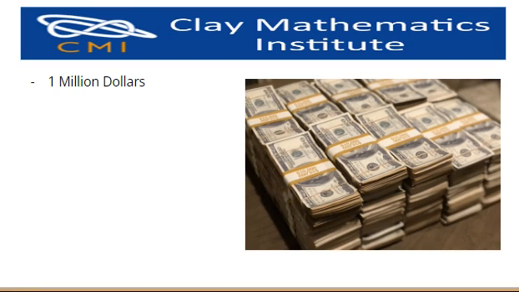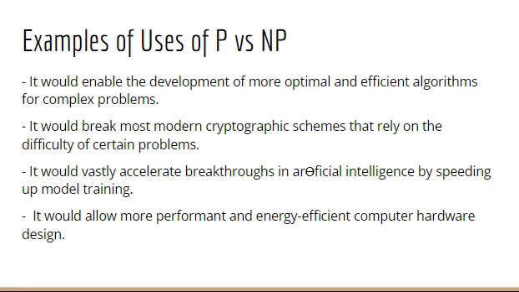Some examples of how proving P versus NP would revolutionize computing: it would enable the development of more optimal and efficient algorithms for complex problems. It would break most modern cryptography schemes that rely on the difficulty of certain problems. It would vastly accelerate breakthroughs in artificial intelligence by speeding up model training. And finally, it would allow more performance and energy-efficient computer hardware design.